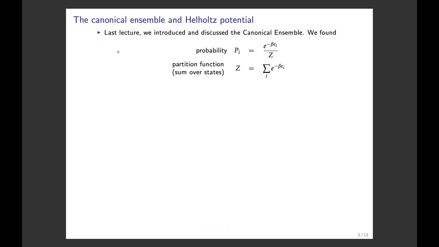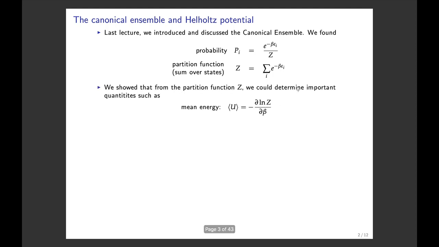But first I would just like to review a couple of things we introduced and discussed last time. I introduced the canonical ensemble, and we found that when we had a system connected to a very large heat bath, we could write the probabilities for finding a system in an energy level with energy epsilon sub i in this form, e to the minus beta epsilon sub i, and the normalization Z, which is the partition function, which is a sum over all the states of these exponential factors.